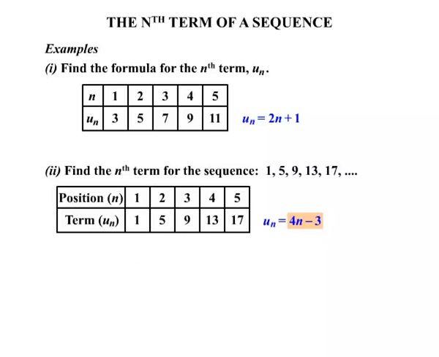Now let's see whether that rule works with the next two numbers. When n is 4, 4 times 4 is 16. Then we subtract 3, and yes, we get 13. When n is 5, 4 times 5 is 20, and then we subtract 3, we do get 17. Excellent. So that rule does work. So that is in fact our nth term.